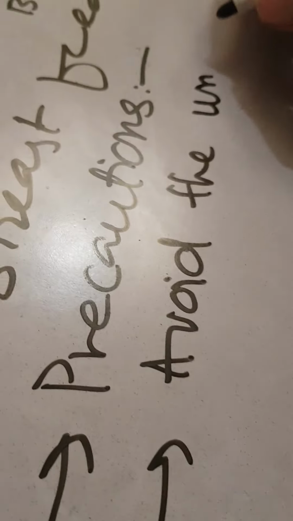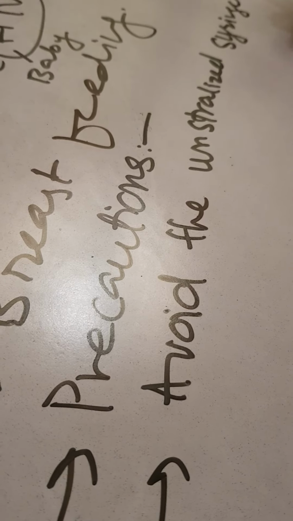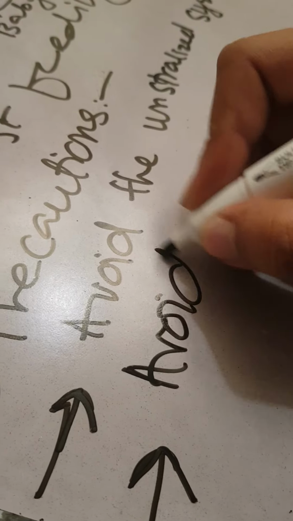If we talk about the precautions, because there is no cure, we can follow the precautions, because precautions are better than cure. We can avoid unsterilized syringes. Those are used, and we have to avoid those syringes that were in use. Then we have to avoid sexual contact. These two are the precautions, and these are the ways through which HIV transmits to the patient.